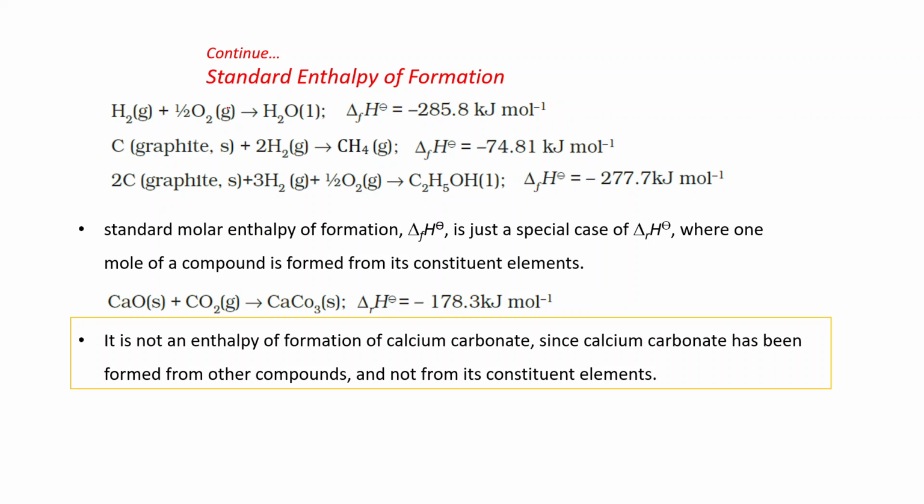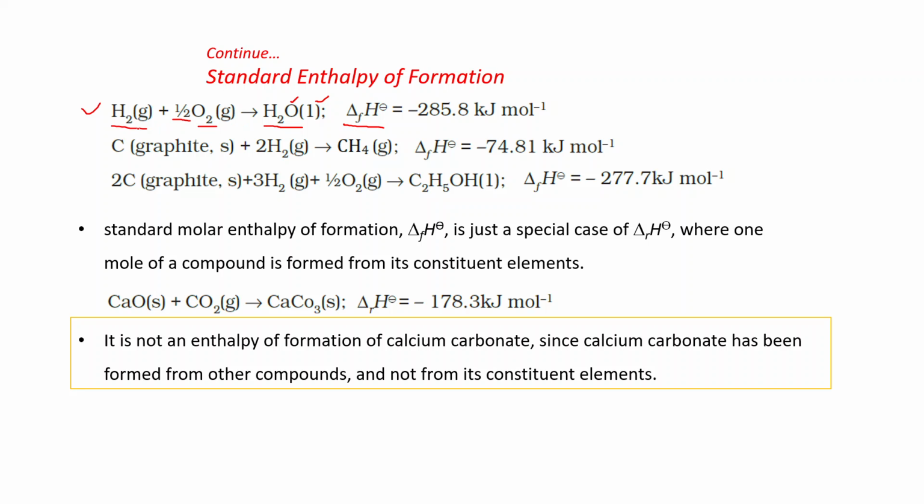Now we can see some more examples. Like this is the standard enthalpy for water. Water exists in the liquid form at room temperature, and its constituent elements are hydrogen gas and O2 gas. But in its formula only one atom of oxygen is there, that's why we'll take half O2. And this is the standard enthalpy of formation of water.